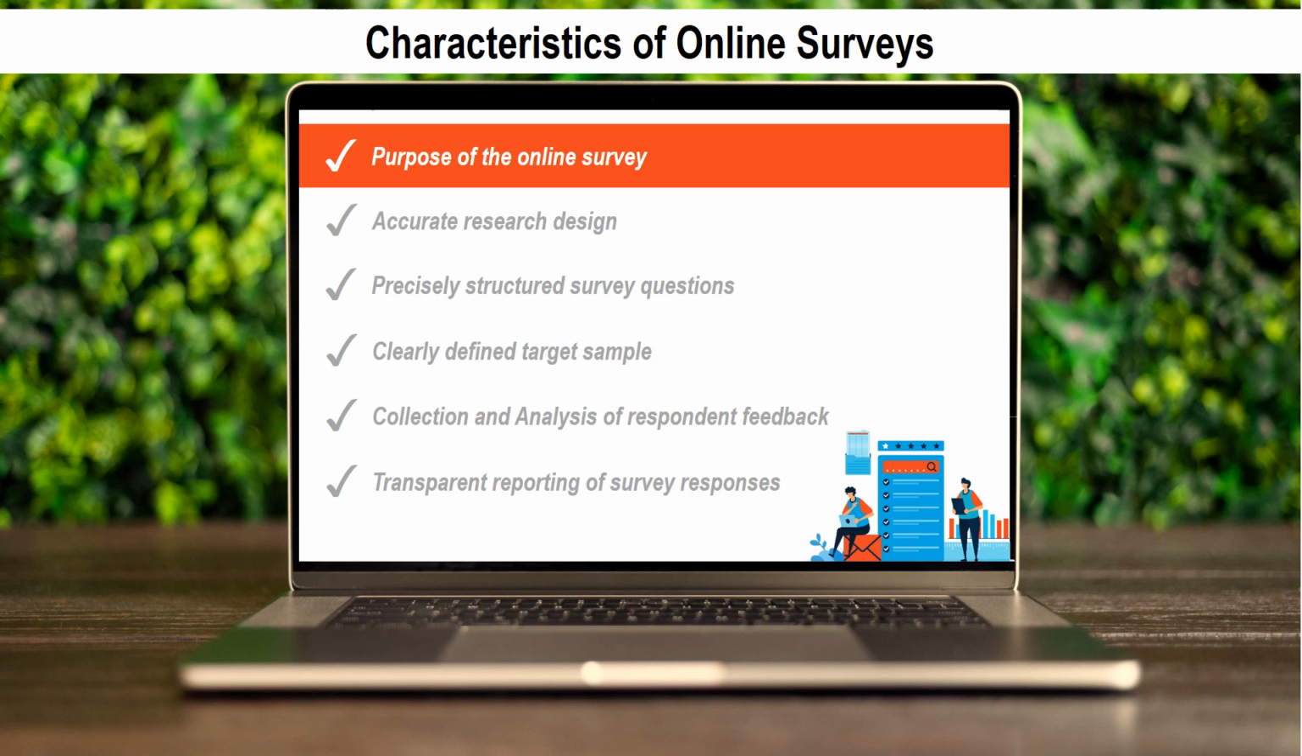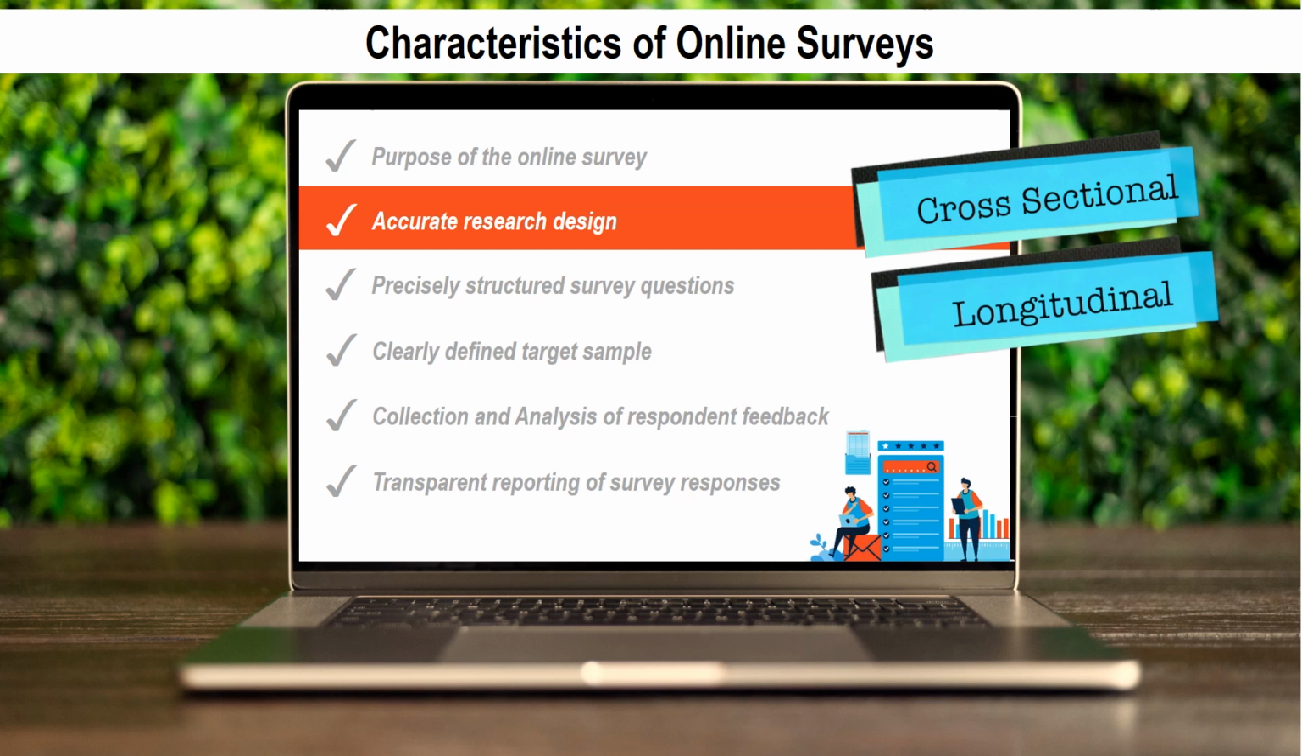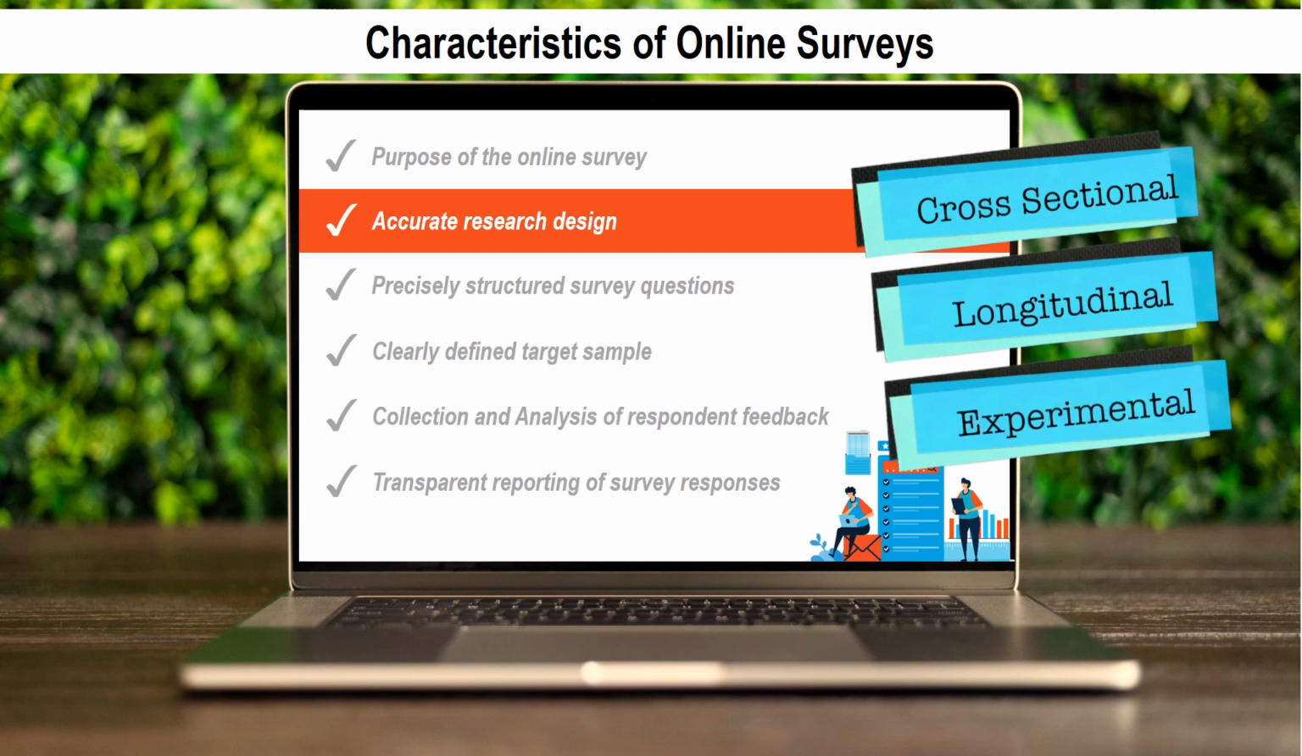Now, various characteristics of online surveys include: what is the purpose of the online survey? Clarity in the objective of conducting an online survey is essential so that the results can be used to enhance products and services, customer service or any other pre-decided objective. Accurate research design is required. There are 3 ways in which research design can be made. One is cross-sectional, longitudinal, experimental, or lastly correlational.